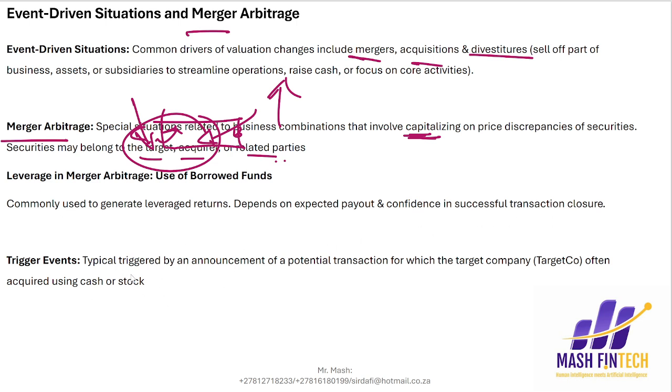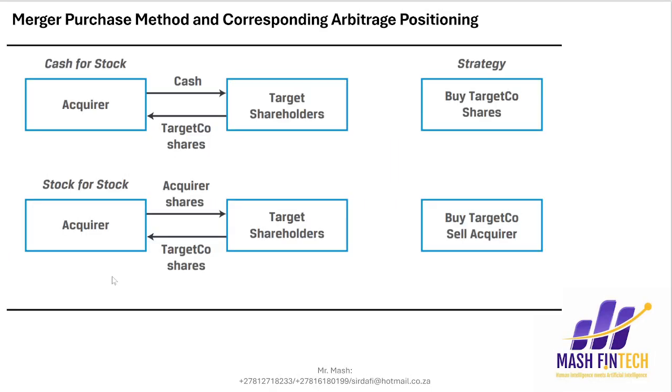Trigger events are usually triggered by an announcement of a potential transaction. So once a potential transaction is announced, where this company is targeting that company, the event is triggered, and market participants now want to buy or sell shares based on that particular announcement. Let's look at two different transactions here, where there's a major purchase method and corresponding arbitrage position.